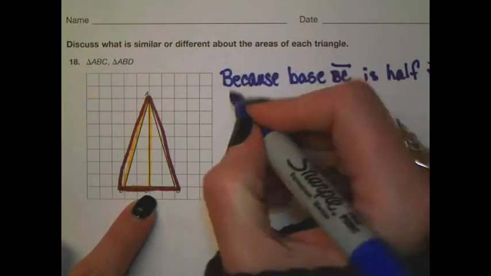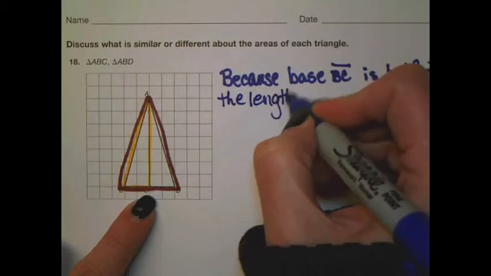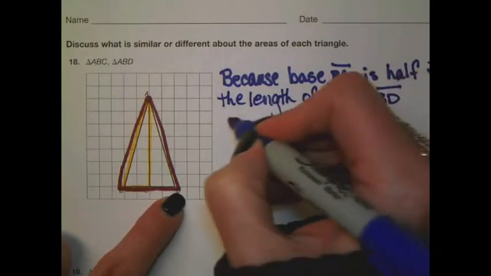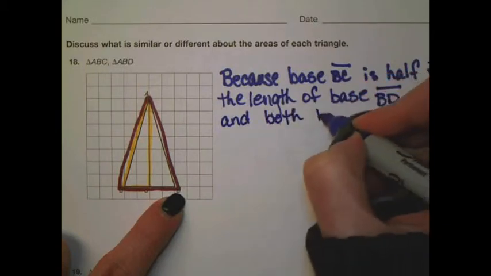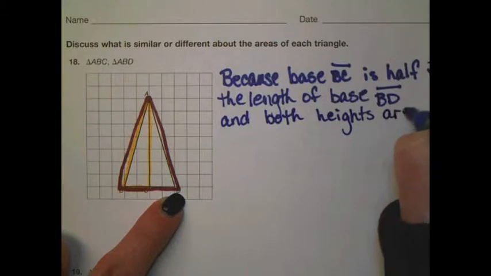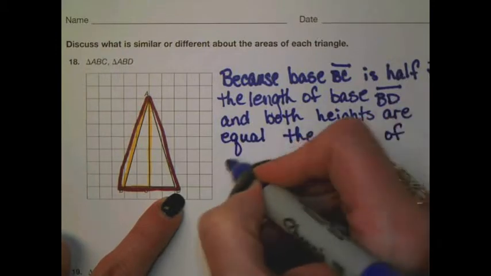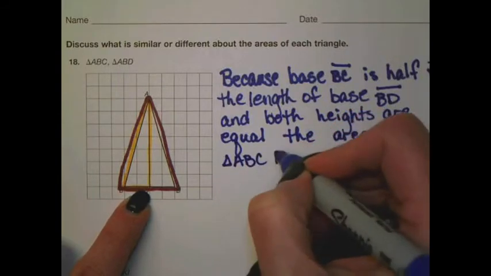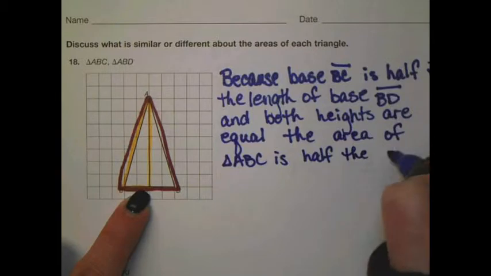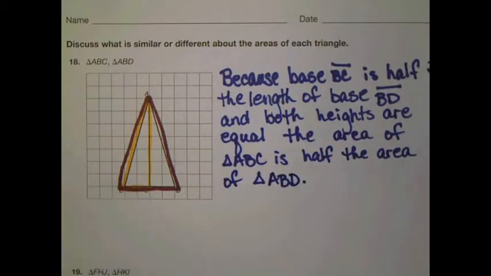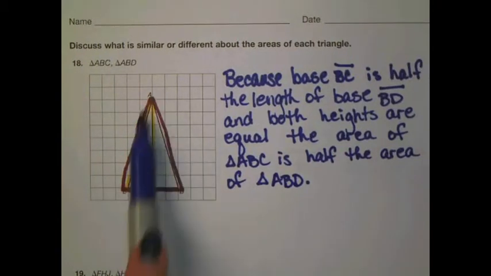Because base BC is half the length of base BD, and both heights are equal, the area of the smaller triangle, triangle ABC, is half the area of triangle ABD. So if I just cut the base in half, but I keep the height the same, that causes the area of the smaller triangle to be half of the area of the larger triangle.